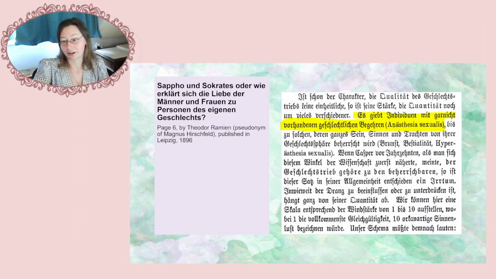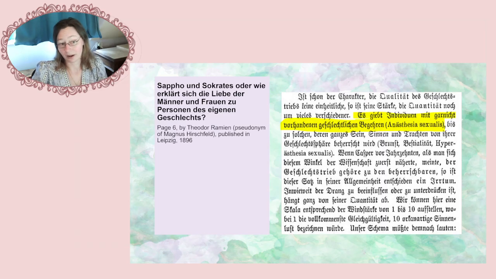I am not going to read the entire thing. But this is page 6 from the pamphlet Sappho und Socrates. And I highlighted the bit where it says asexuality, the concept of it. So, es gibt Individuen mit gar nicht vorhandenen geschlechtlichen Begehren, anesthesia sexualis. So, there are individuals who have absolutely no sexual desires. And then he goes on to explain that some people have too much sexual desire, like hypersexuality. But for our purposes, it's the bit that I highlighted that's important.